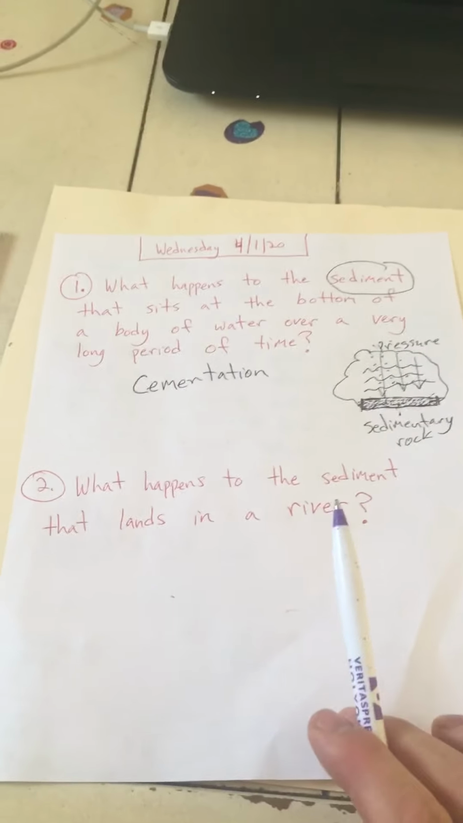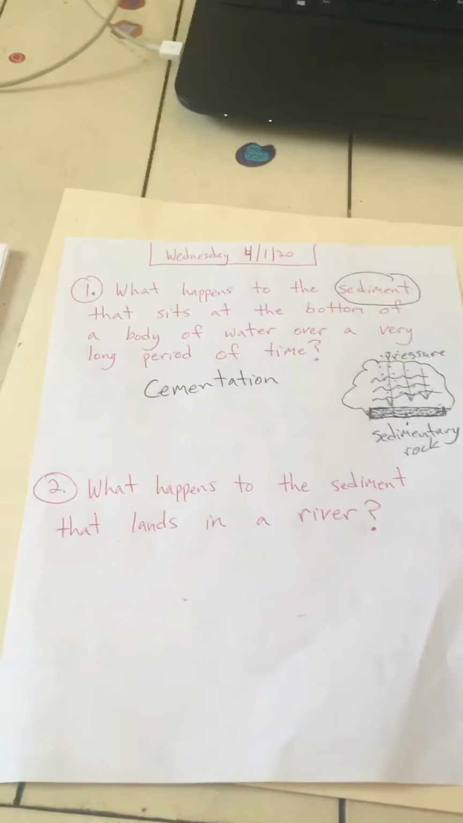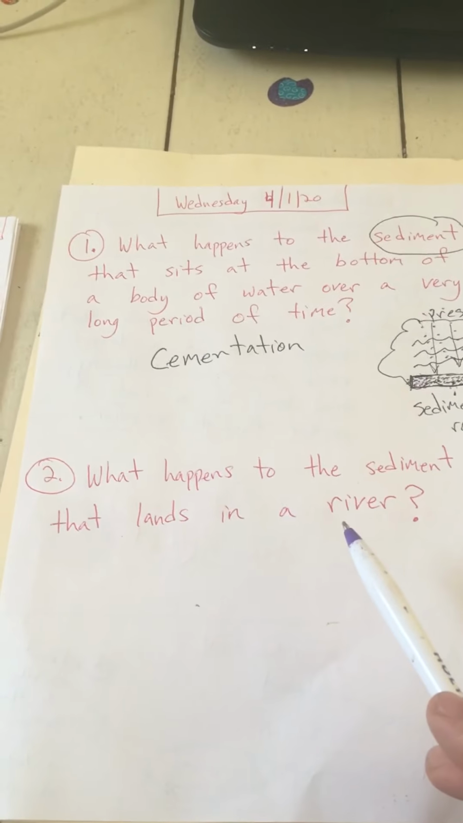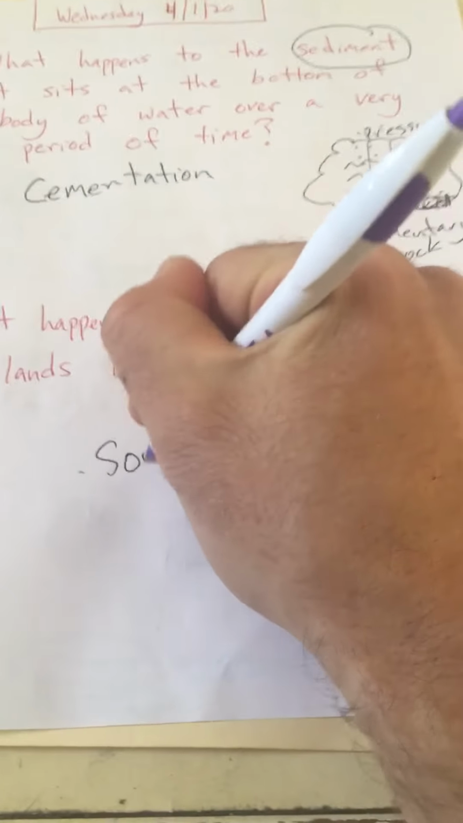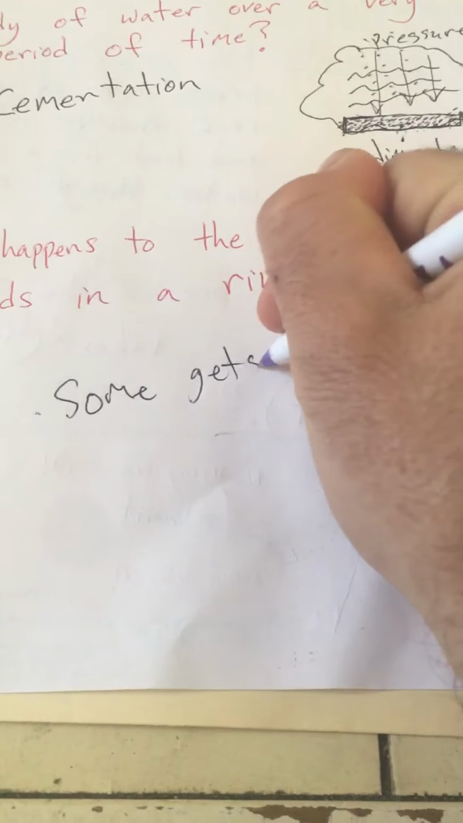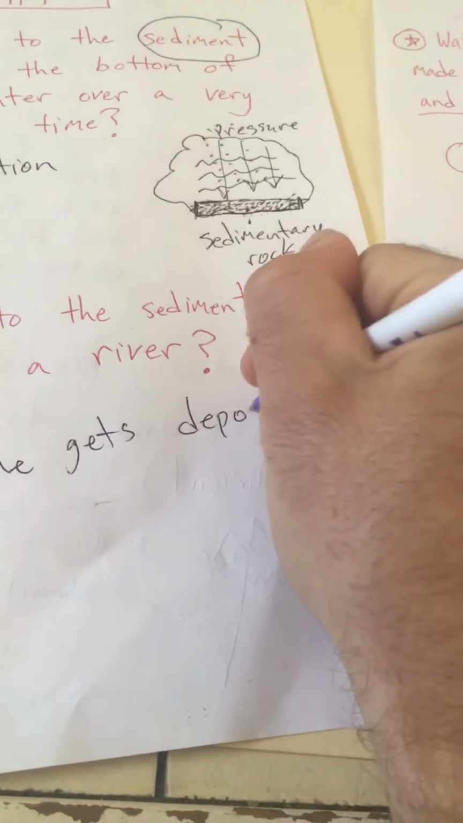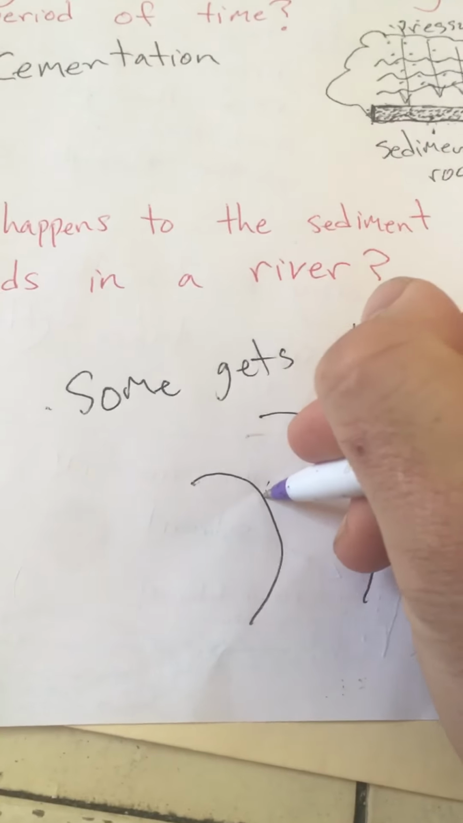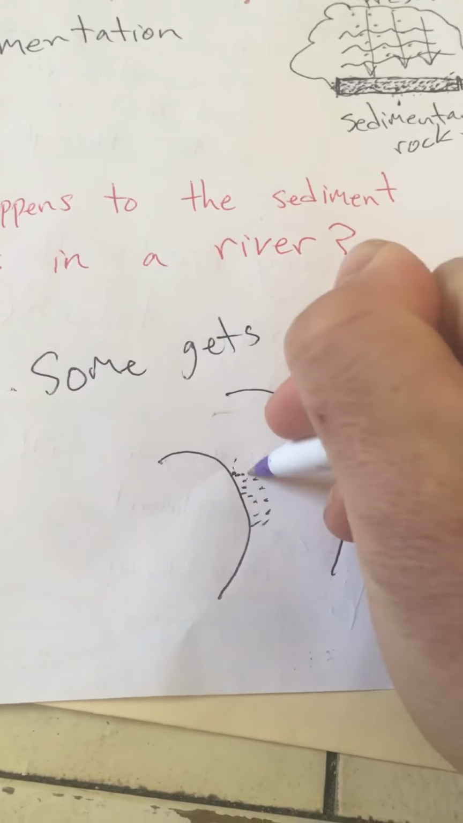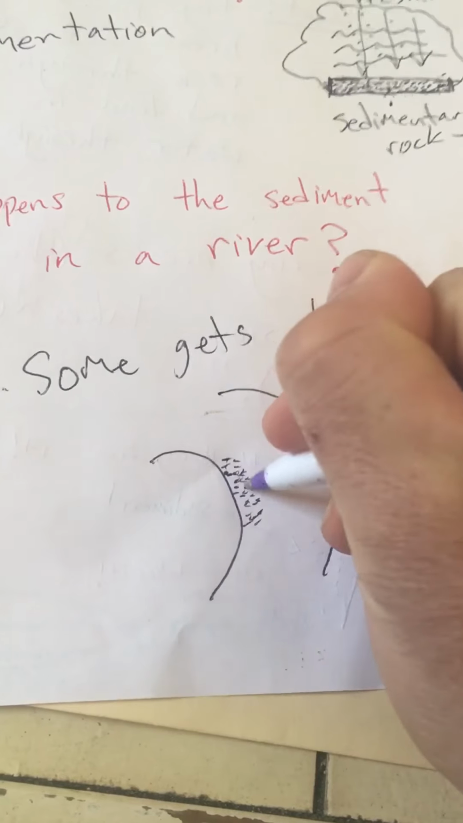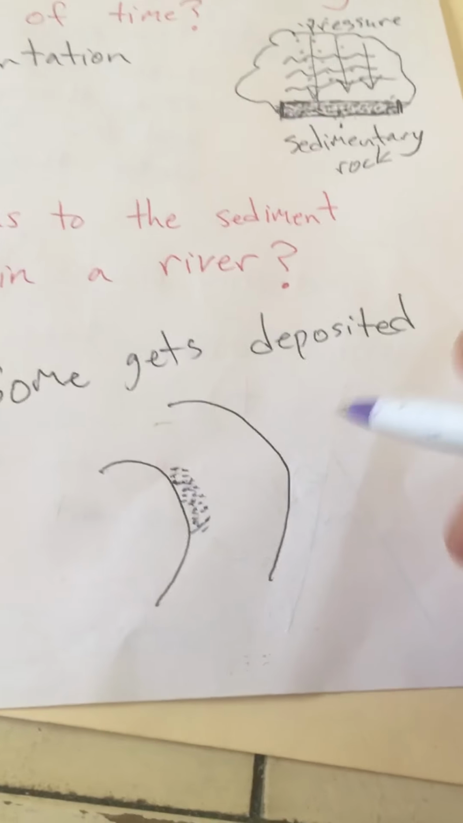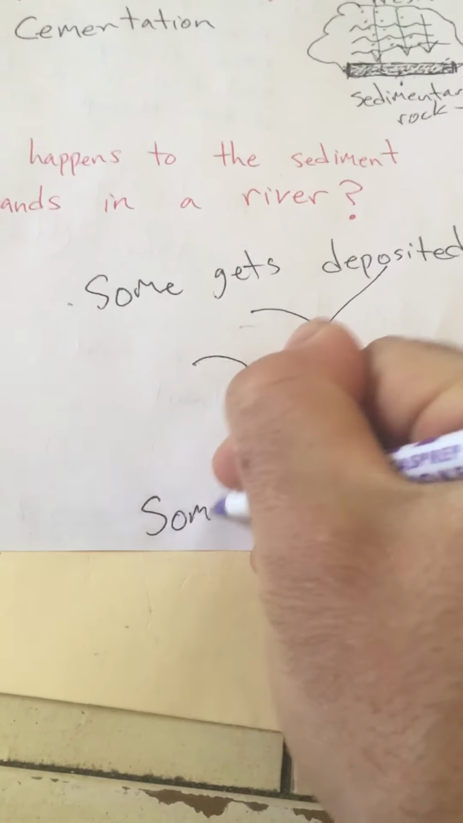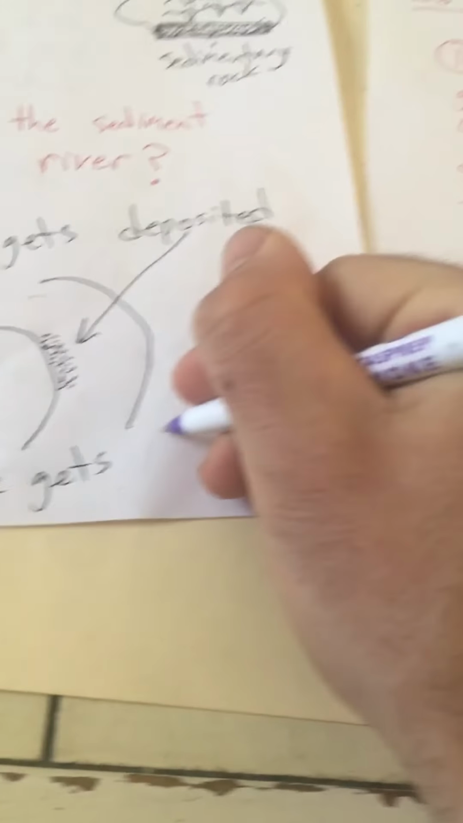Okay, number 2 says, what happens to the sediment that lands in a river? And the short answer to this is some of it gets deposited. It gets dropped off, just like we talked about in the curve of that river. It gets dropped off here where the water is moving a little slower. So watch that video from yesterday because that'll make a lot of this make sense. It gets deposited in some spots and some gets carried further down the river.